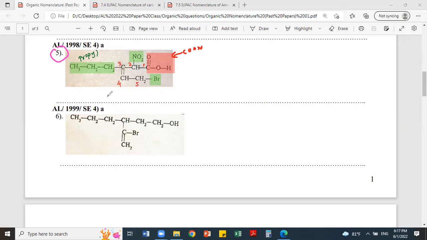So what should come first? 5 bromo, the fifth carbon bromo is a substitute group. It's not necessary to start with a capital letter. You can start with a simple letter. All the letters can be written in simple, no issues. 2 nitro, 3 propyl, pent 3 enoic acid.